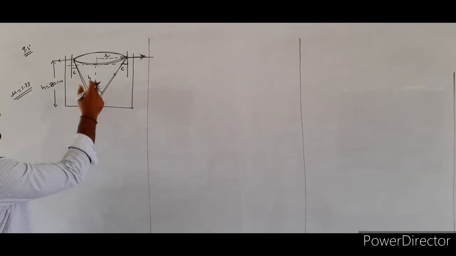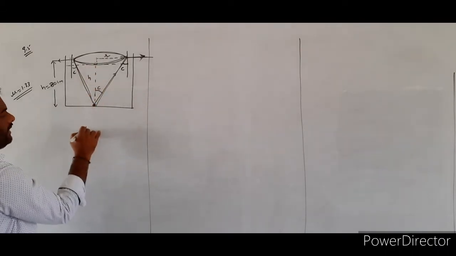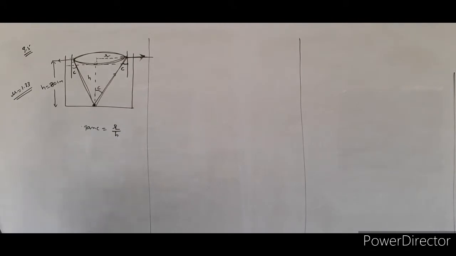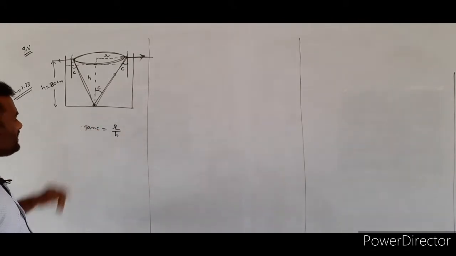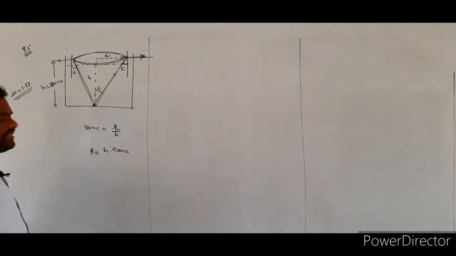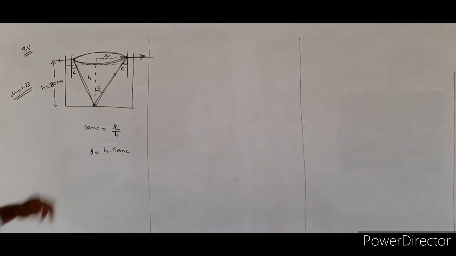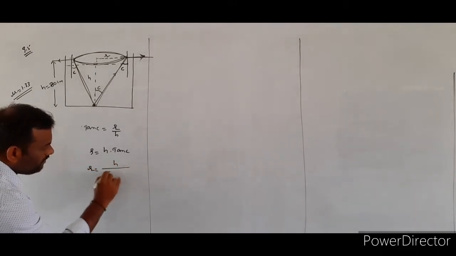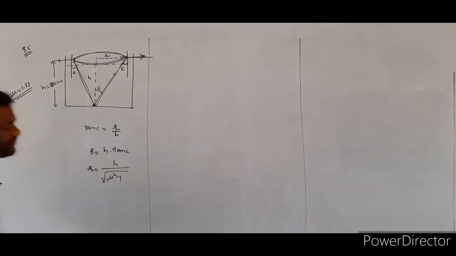Radius of the cone: from this right angle triangle, I will write tan C is equal to R by H. From this, radius R is equal to H into tan C. Another formula for the radius is R equal to H by under root of mu square minus 1.